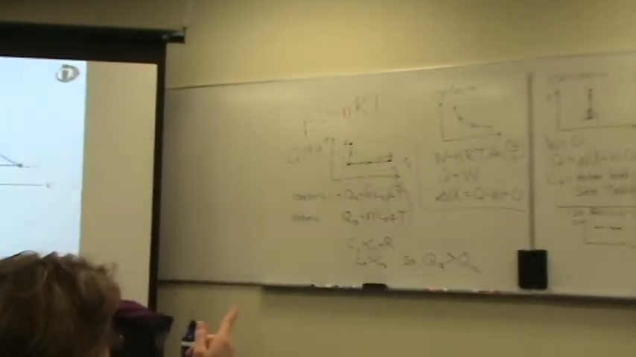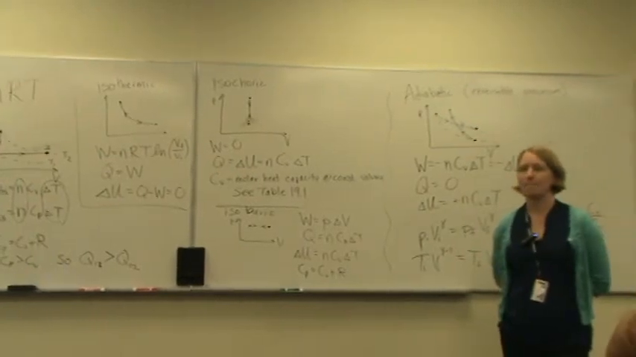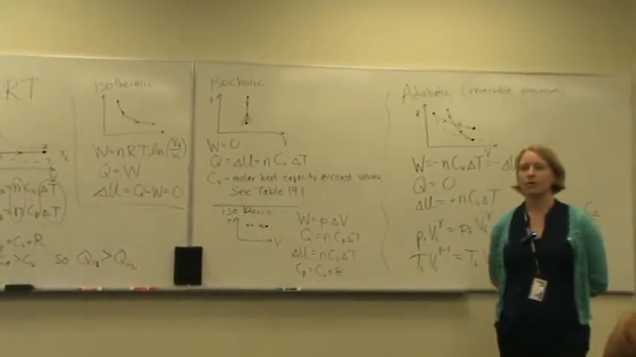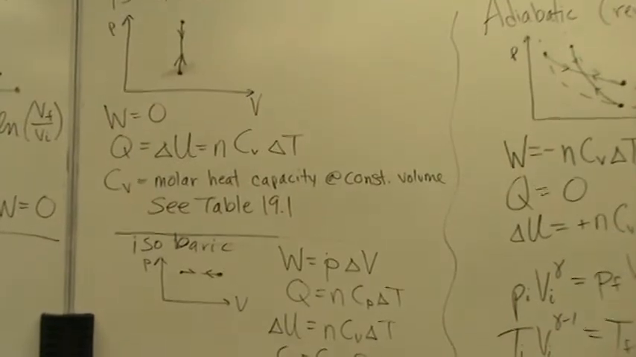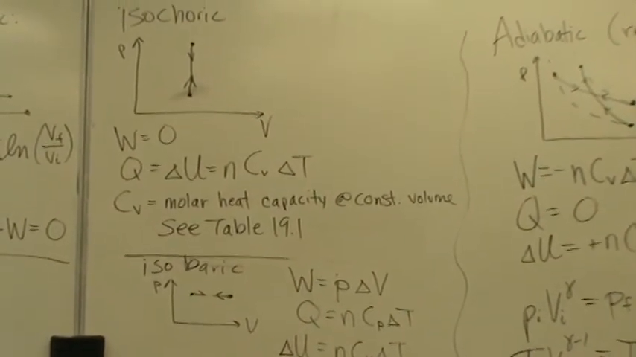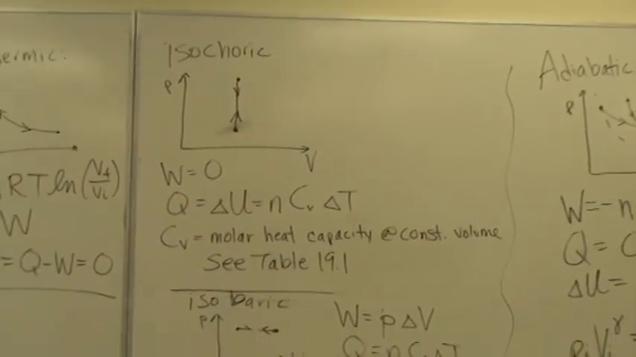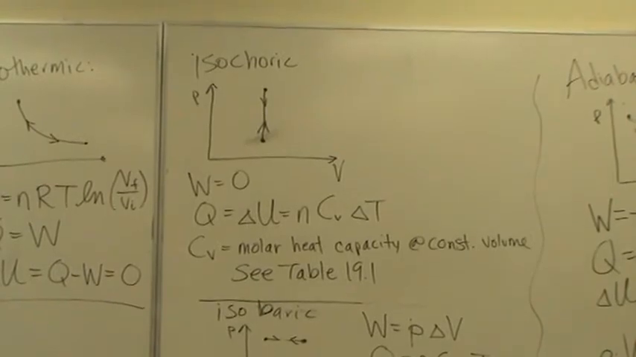Because W is 0. W is 0, but what do we know about Q and delta U? Since W is 0, they have to be the same. They're equal, but this question isn't asking whether they're equal or not. It's asking whether they're positive or negative. The arrow goes up, so it's positive.